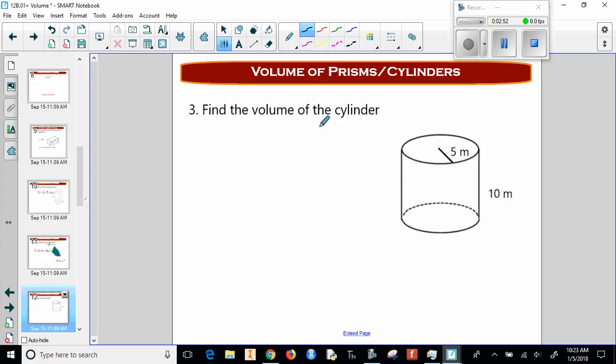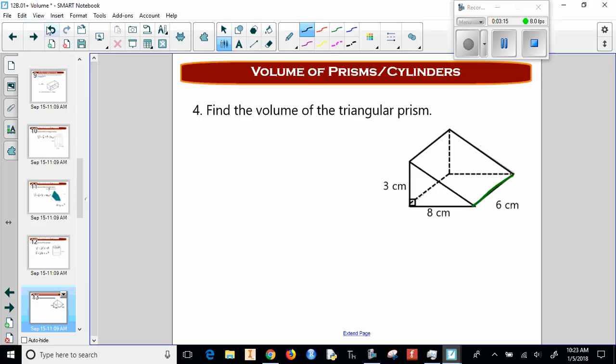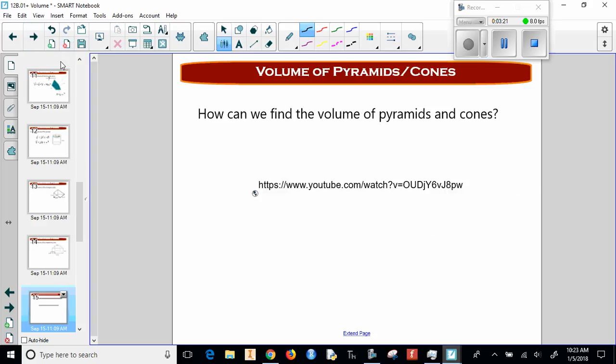All right. Now a cylinder, it's just like a prism. So you find the area of one base. That's 25 pi. You're going to multiply that by the height because there's 10 stacked up. So the volume is 250 pi meters cubed. All right, now I'll let you work on that and that one.